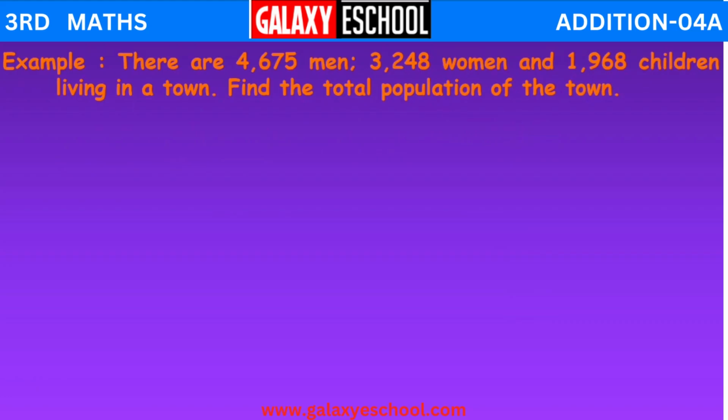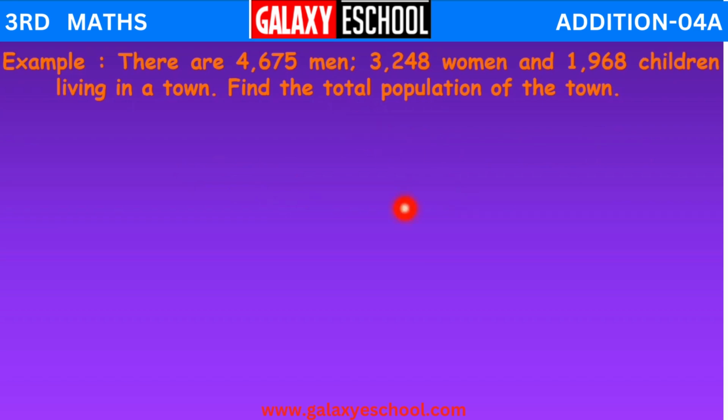First, for word problems, what should we do? We should read it carefully. Read it 2 or 3 times and understand the question. What are they asking us? They are saying that there are a few men, women and children living in a town. We should find out the total population. What does population mean? Population means the number of people living there. Yes, we should find out the total number of people living there.